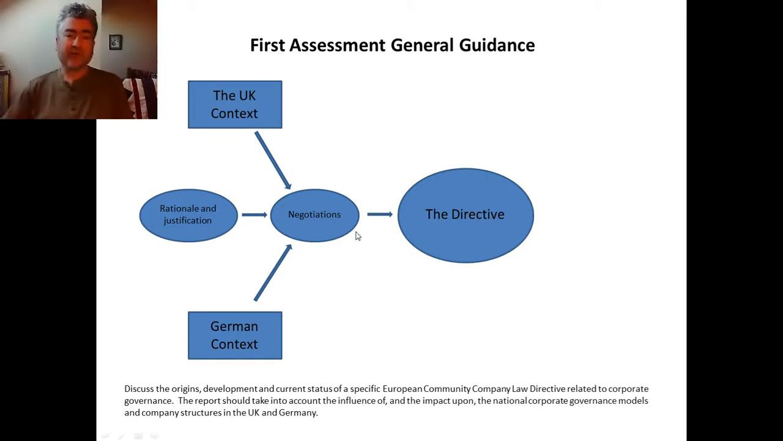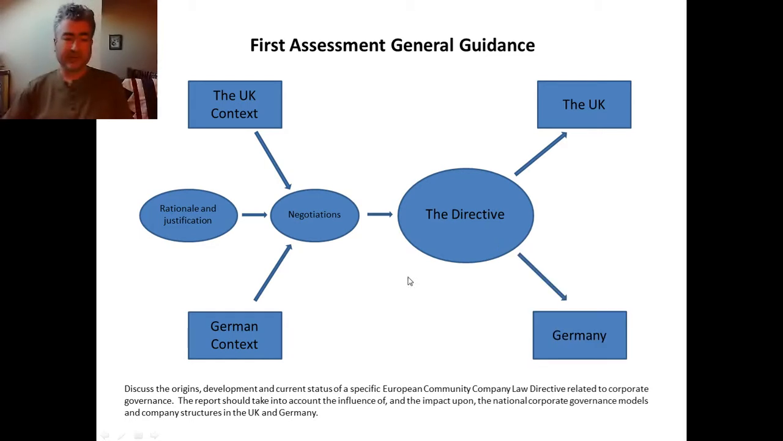What we would then need to do from there, once a directive is in place, we then need to think about, well, how does that impact back on to the UK and on to Germany? So you see here the report should take into account the influence of and the impact upon the national corporate governance models and company structures. So we've traced their influence on it, and we're now looking at how far it's impacted upon change. So we're looking at the transposition here back into the member states.